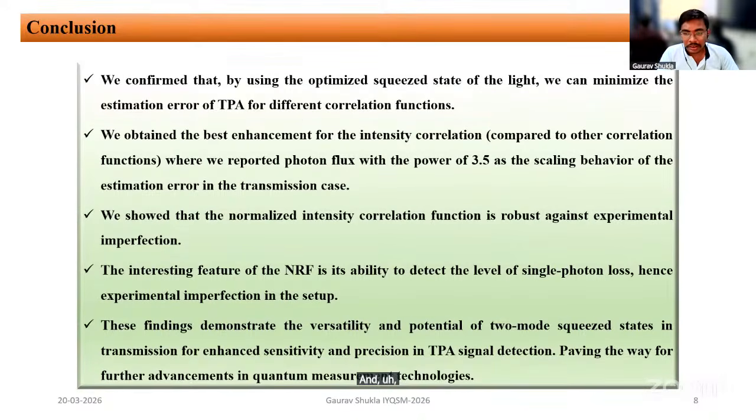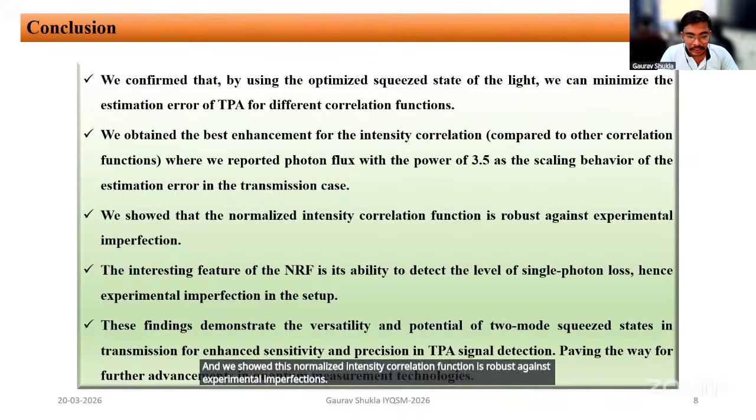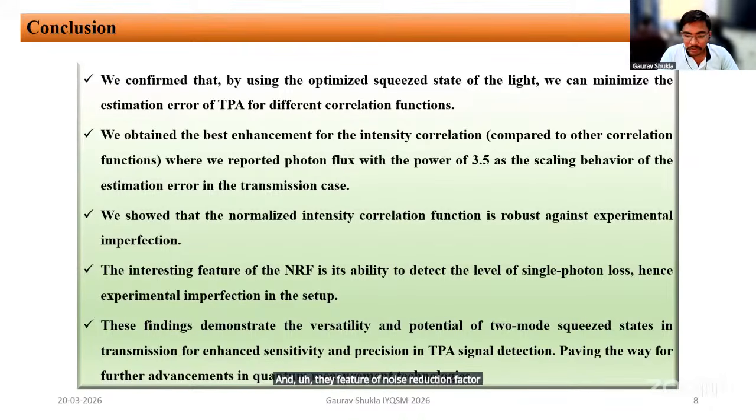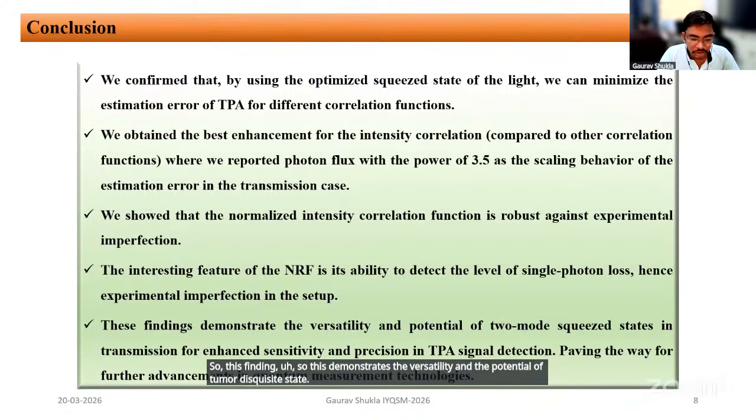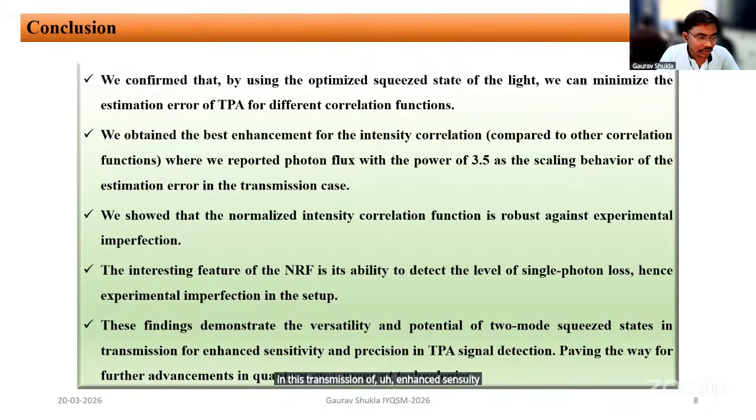And this intensity correlation function shows an improvement of the scaling of 3.5 compared to the classical case. And we showed that this normalized intensity correlation function is robust against experimental imperfections. And the feature of the noise reduction factor is its ability to detect the level of single photon loss, hence it can reveal the experimental imperfections in the setup. So this finding demonstrates the versatility and the potential of the two-mode squeezed state in enhanced sensitivity and precision in TPA signal detection.